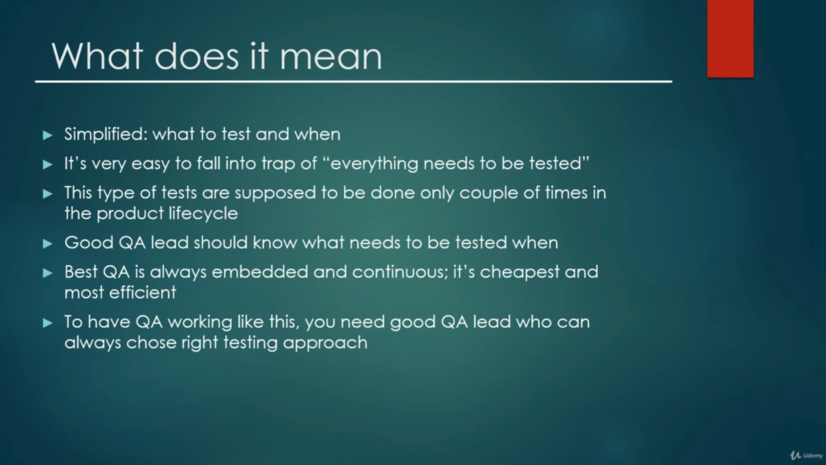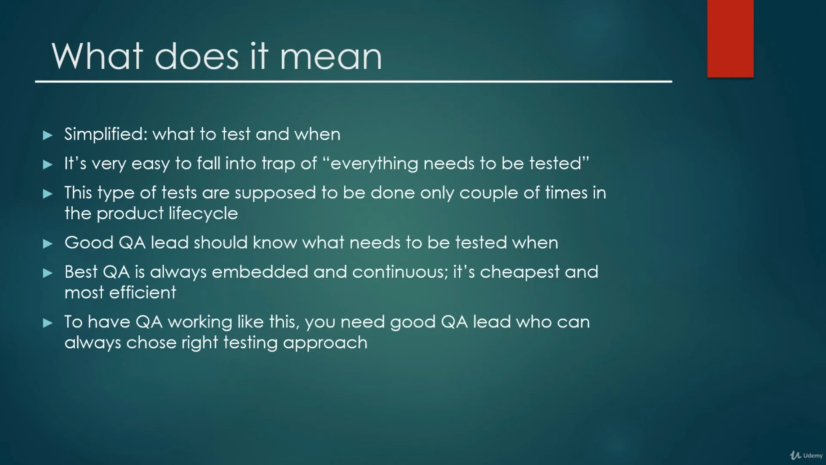An overall test of everything is supposed to be done maybe once or twice in the product life cycle. It's not something that's done commonly. But a good QA lead should know what needs to be tested when. And this can be learned, but it also sometimes comes with experience. Usually, the longer you work with a team and the longer you work with a product, the better sense you get of what needs to be tested and when.